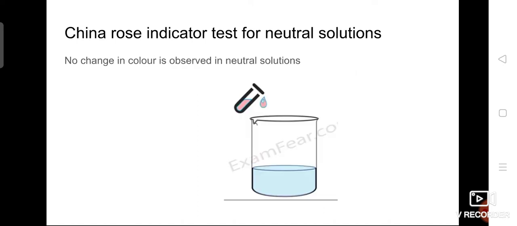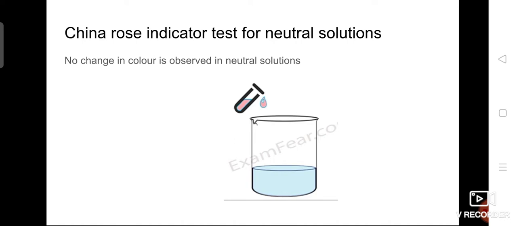In the case of a neutral solution, we have correlated everything with neutral also. In litmus also we said what the color change is in acid and base, and what happens in neutral. In turmeric also we have seen. So here also, China rose indicator with neutral solution shows no color change. So you can easily identify acid, base and neutral solution. Are you all clear? Imagine you have an indicator solution with you, and I am going to give an unknown solution. I am not going to say whether it is acidic, basic or neutral. I am just going to give one solution.